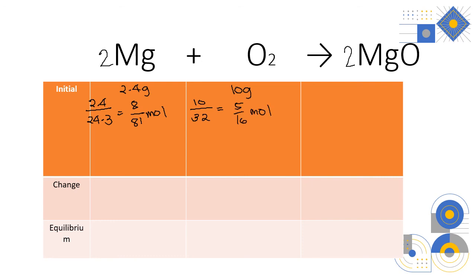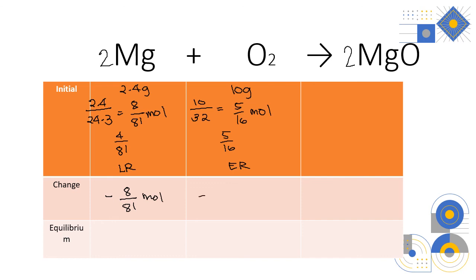Now, we have to calculate which is the limiting reactant and which is your excess reactant. So 8 over 81 divided by 2, you will have your 4 over 81. And 5 over 16 divided by 1, it's still 5 over 16. By comparing these two, we know that 4 over 81 is less, so this is your limiting reactant, and oxygen is the excess reactant, meaning all of our calculations will depend on our magnesium. So for change, we will consume all of our magnesium.